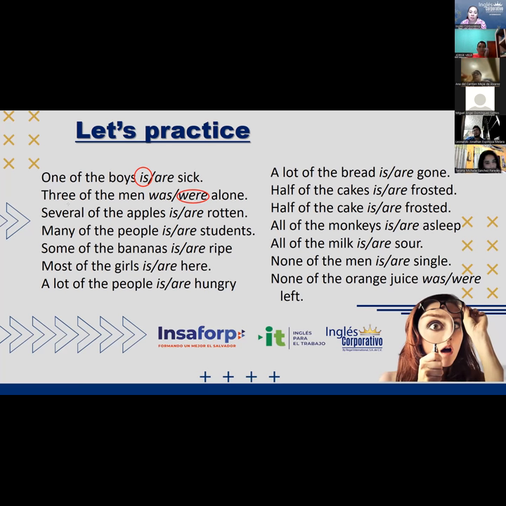Several of the apples are rotten. Are rotten. Many of the people are students. It's because it's many, right? Yes. Some of the bananas are ripe. Like Maduro, okay? Right, okay. Most of the girls? Are here. Good. Are hungry.